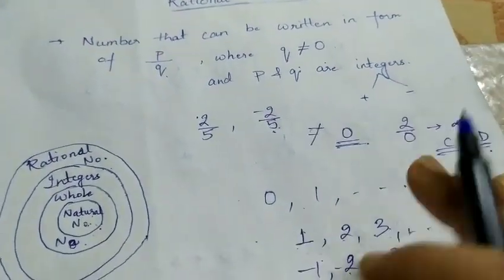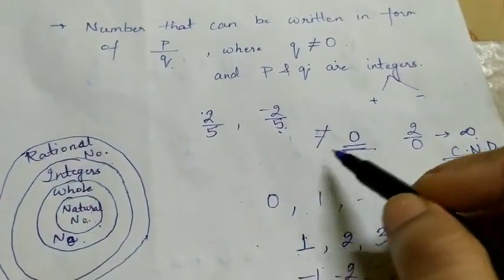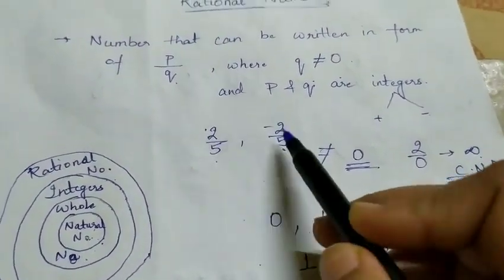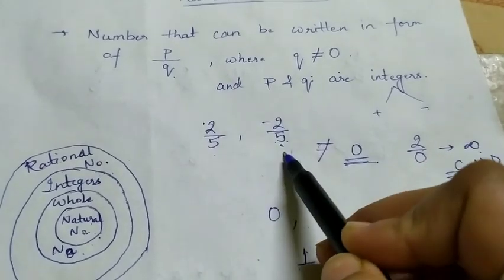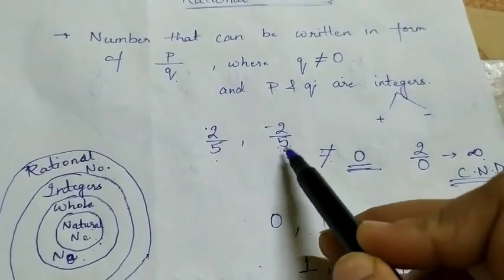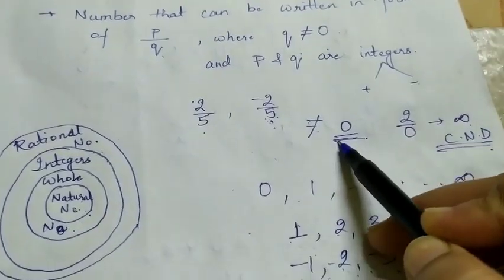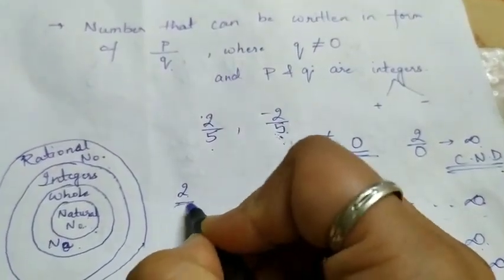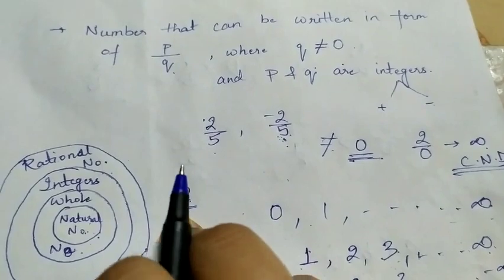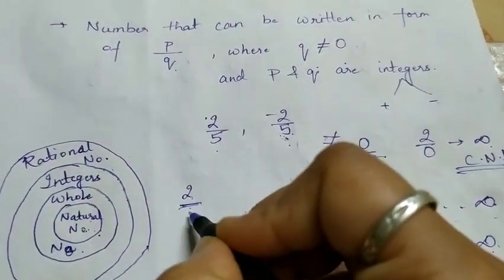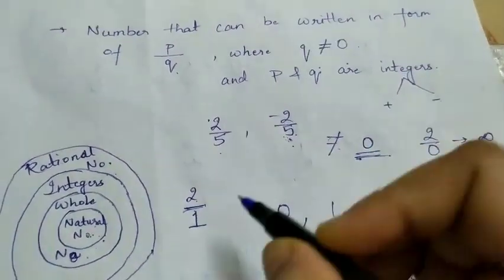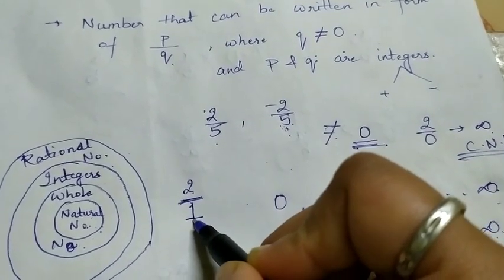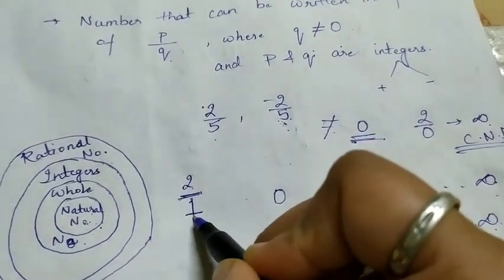So, I'll give you an example. This is a rational number, 2 by 5, and this is the negative rational number, -2 by 5, where q is not equal to 0. The denominator part is not equal to 0. Can you tell me whether 2 is a fraction or a rational number? 2 is a fraction, and it can also be termed a rational number, because in the denominator part we can write 1.